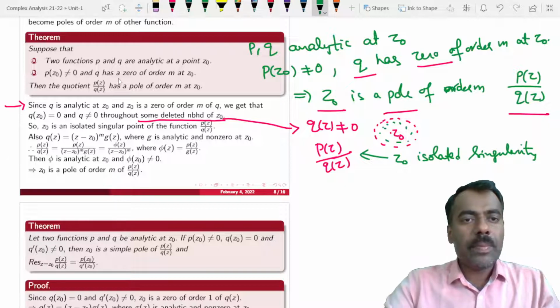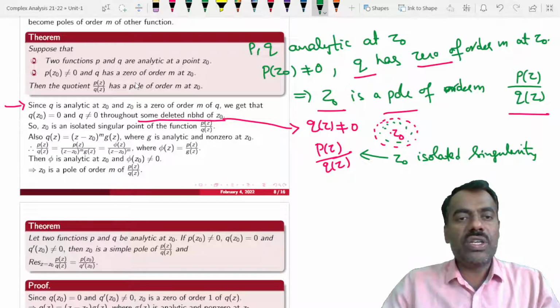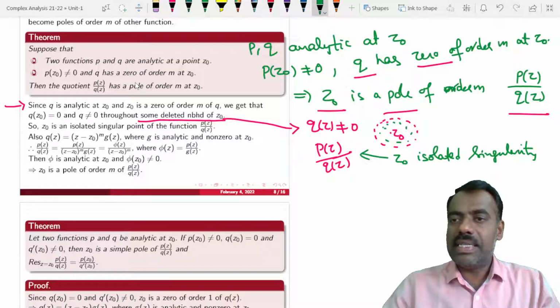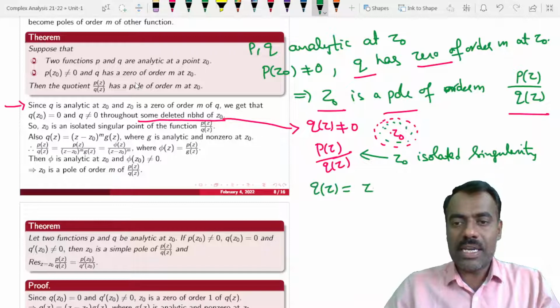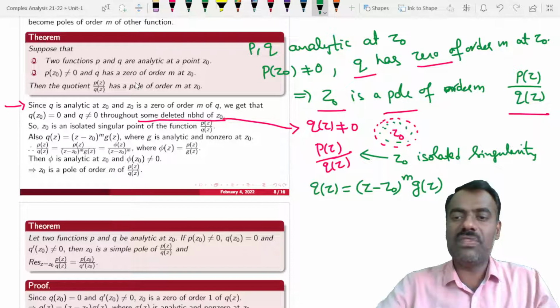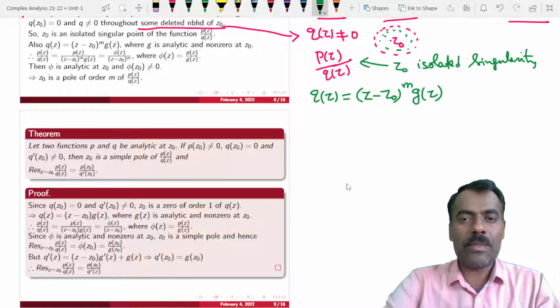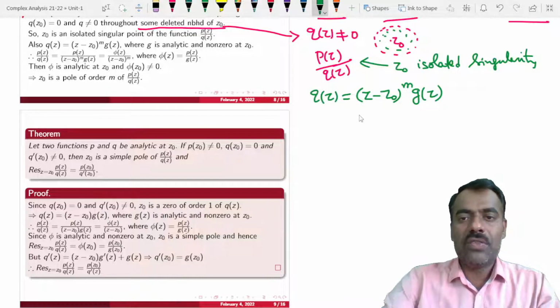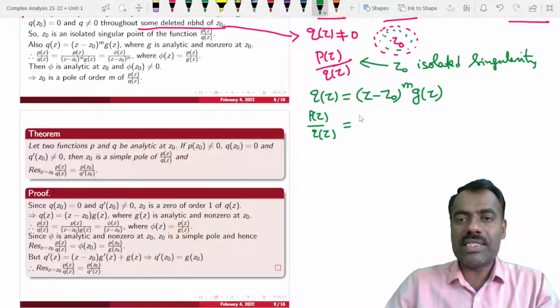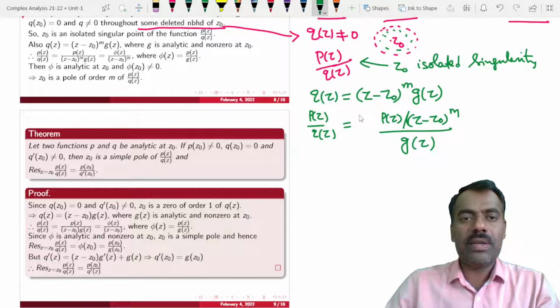And also because for this function q, z naught is a 0 of order m, we can write this q of z as z minus z naught whole power m into some function which we can write as g of z, where g is analytic and g is non-zero at z naught. Okay, so therefore p of z by q of z, we can write this as p of z upon z minus z naught whole power m, by g of z. Okay, just split like this.